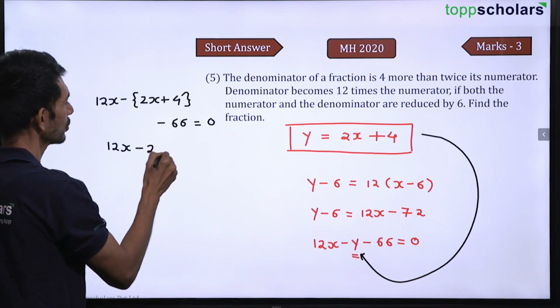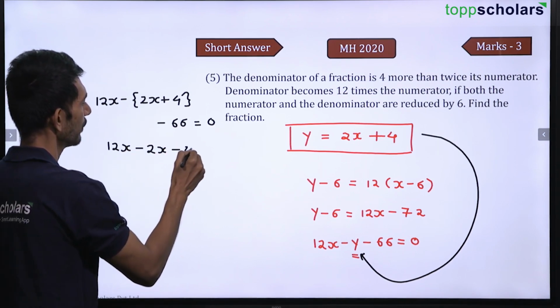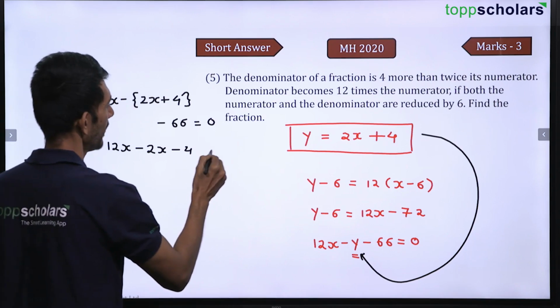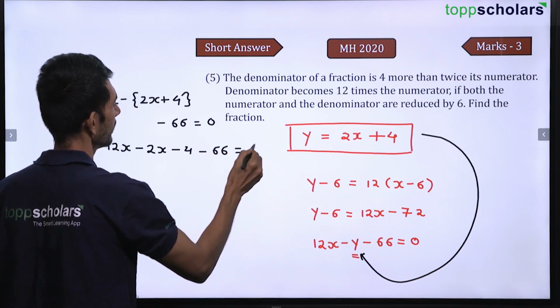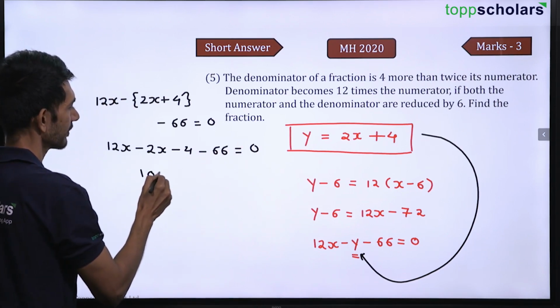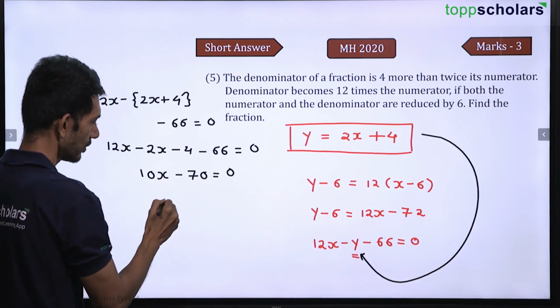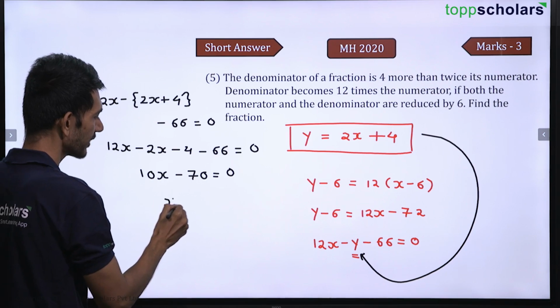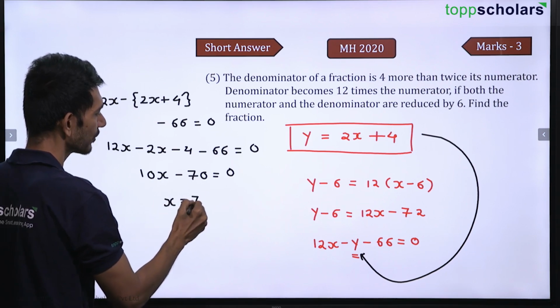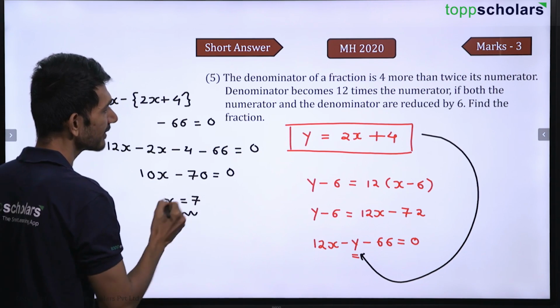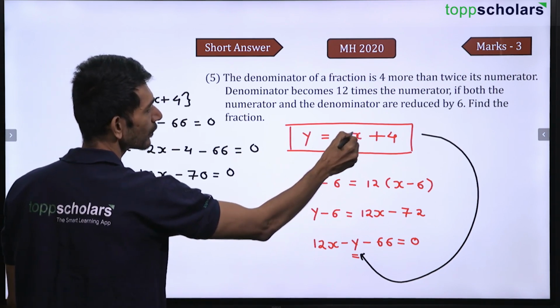You get 12x minus 2x minus 4 minus 66 is equal to 0. You get 10x minus 70 is equal to 0. So 10x is equal to 70. So x is equal to 70 divided by 10, x is equal to 7, right? So if x is 7, y is 2x plus 4.